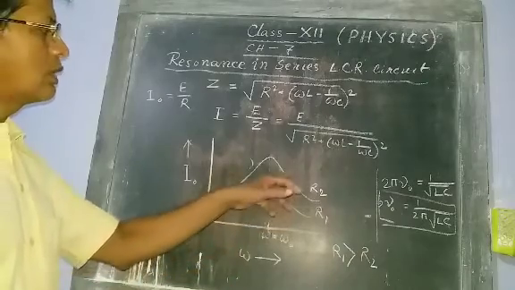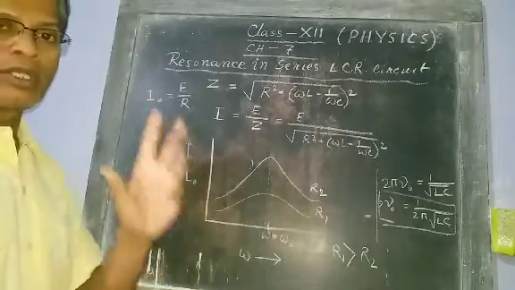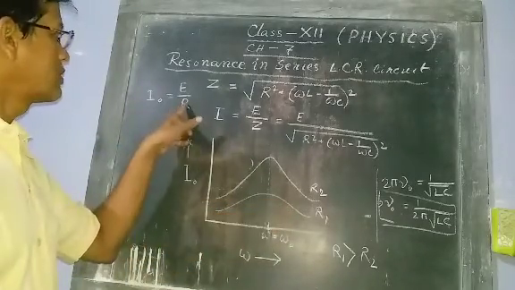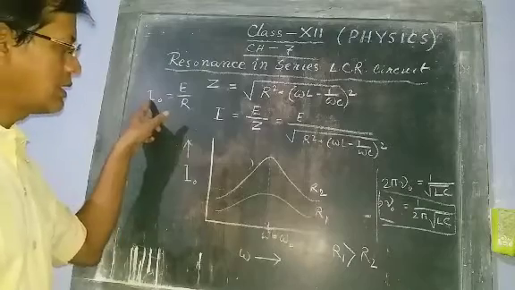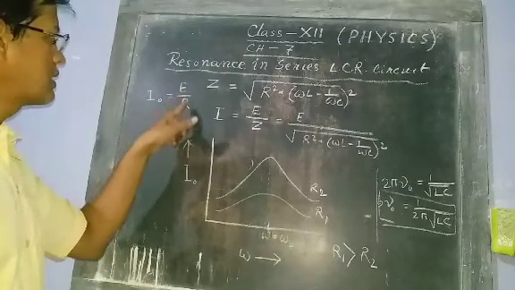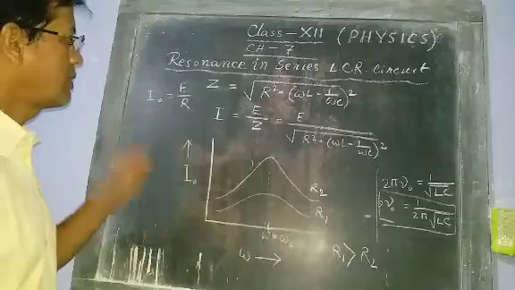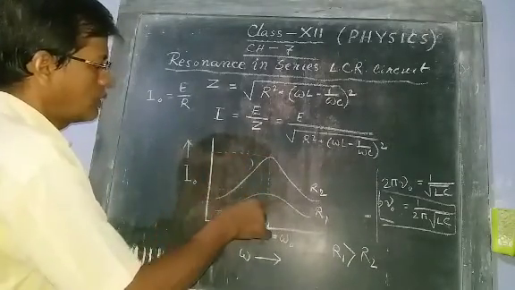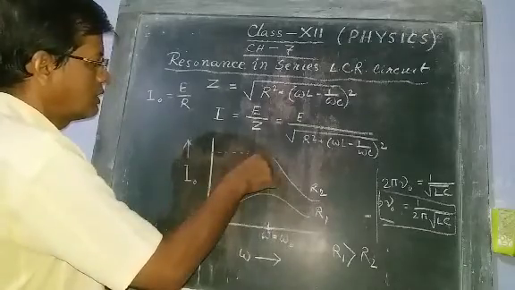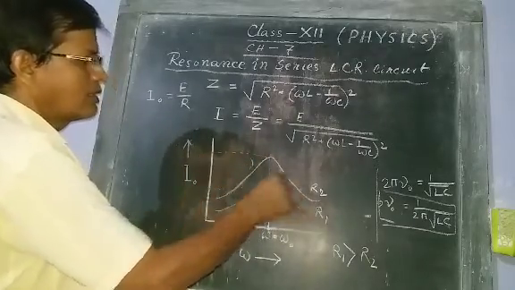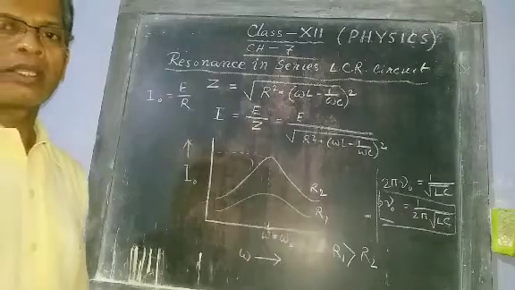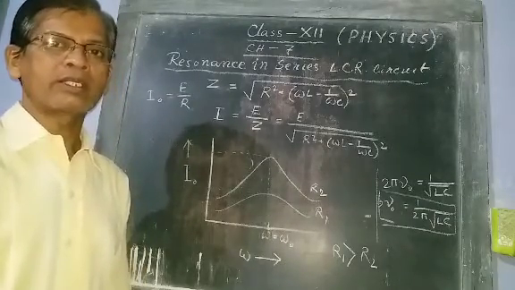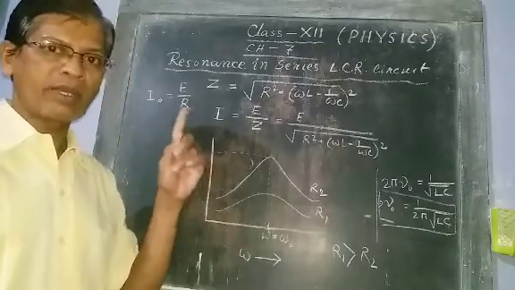These two graphs are shown for different resistance. When resistance is more, maximum current is less. When resistance is less, maximum current is more. You see, for this graph I0 is here, for this graph I0 is here. So if resistance decreases, maximum current will also increase. Sharpness will increase.